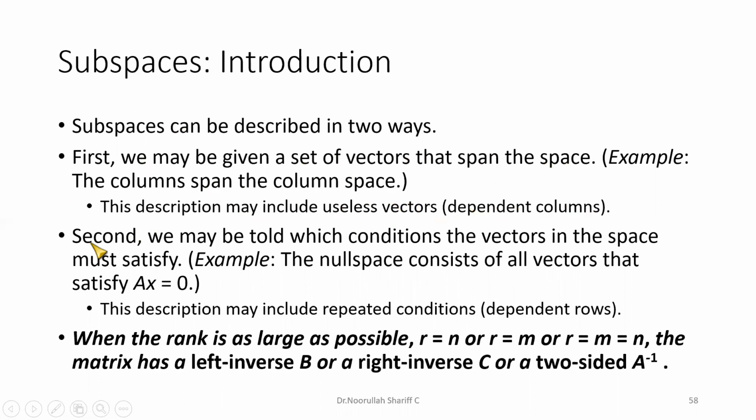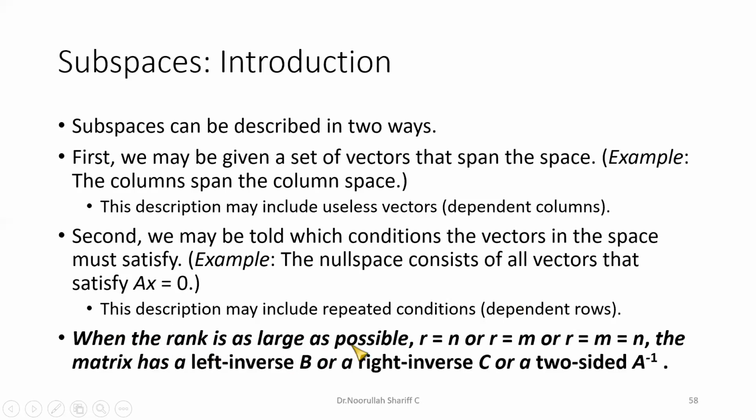The second description of the subspace is that we may be told which condition the vectors in the space must satisfy. So we have seen what should be the values of b for which Ax equal to b has a solution. An example for that is the null space, which consists of all vectors that satisfy Ax equal to 0. This description may include repeated conditions, which are the dependent rows. So in the first definition we have dependent columns, and here we have the dependent rows.